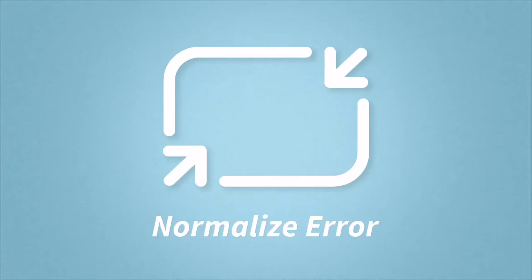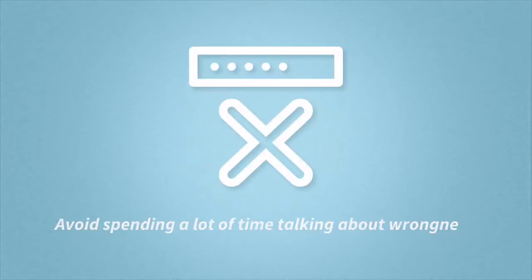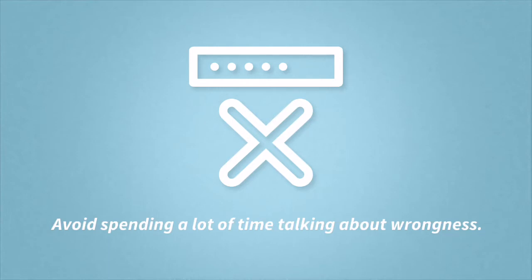After all, they are. Here's how we deal with wrong answers. Don't chasten and don't excuse. Avoid chastening wrong answers. For example, "No, we've already talked about this. You have to flip the sign, Ruben." And do not make excuses for students who get it wrong. "Oh, that's okay, Charlie. That was a really hard one."